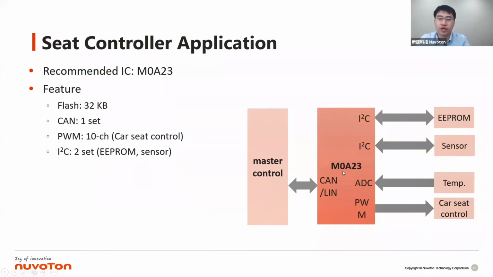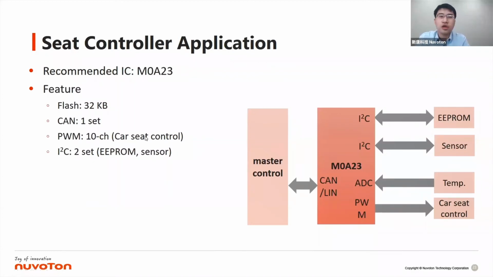And of course, we can use our CAN and the LIN interface to communicate with other master controller hosts. Maybe you need to communicate with the car infotainment or the dashboard, because the new car will like to adjust the seat by the dashboard or car infotainment, controlled by those hosts. Okay, so this is our recommended application.